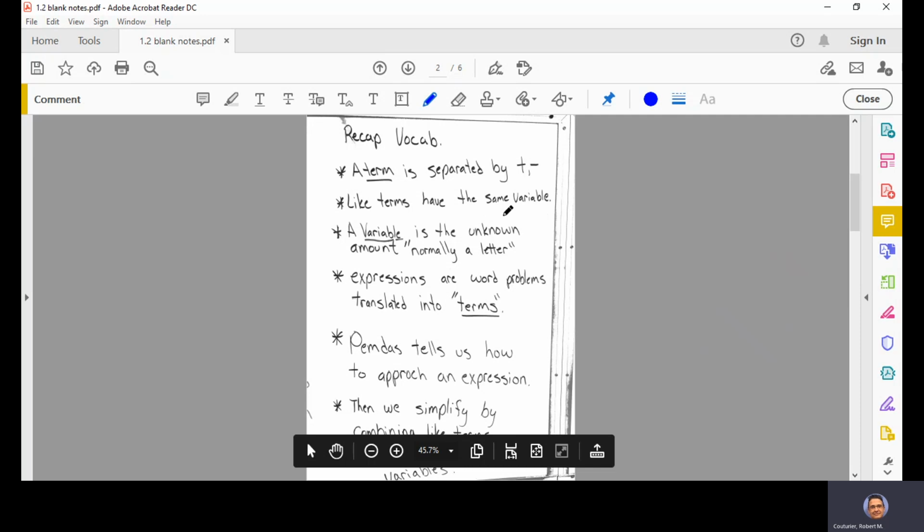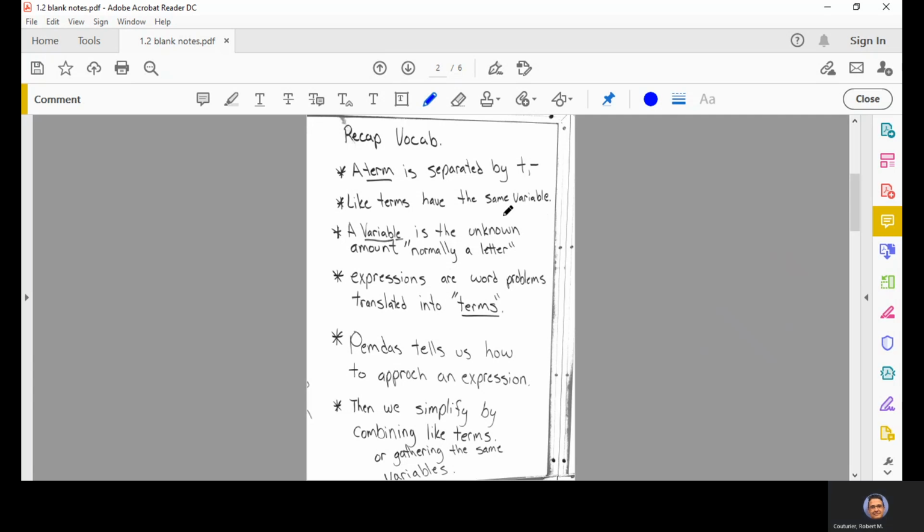Like terms are always the ones that have the exact same variable. They look exactly alike. The numbers in front, or the coefficients, can be different, but we can combine them. So in that first example again, 2a minus 1a, 2 minus 1 is 1. So you're able to combine terms.